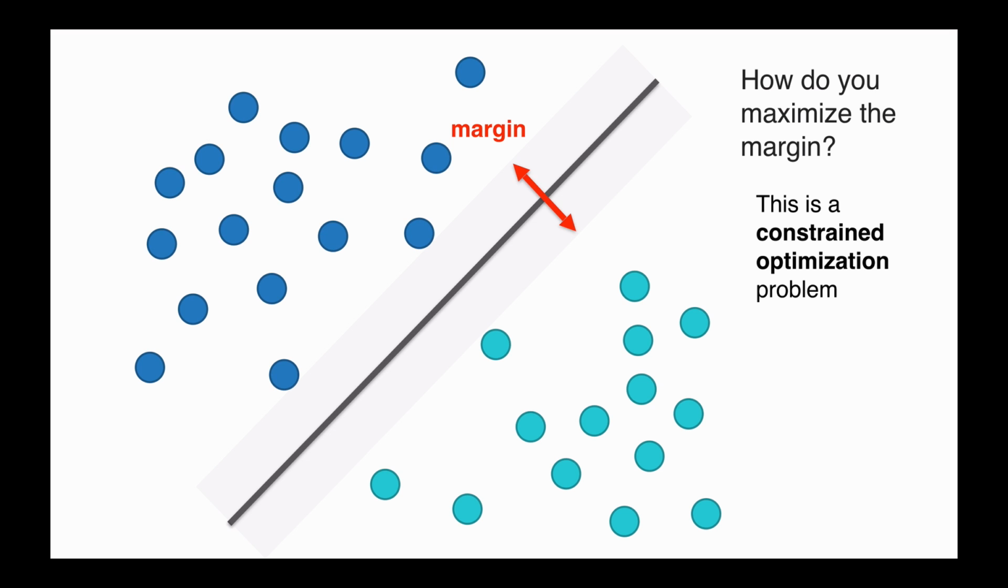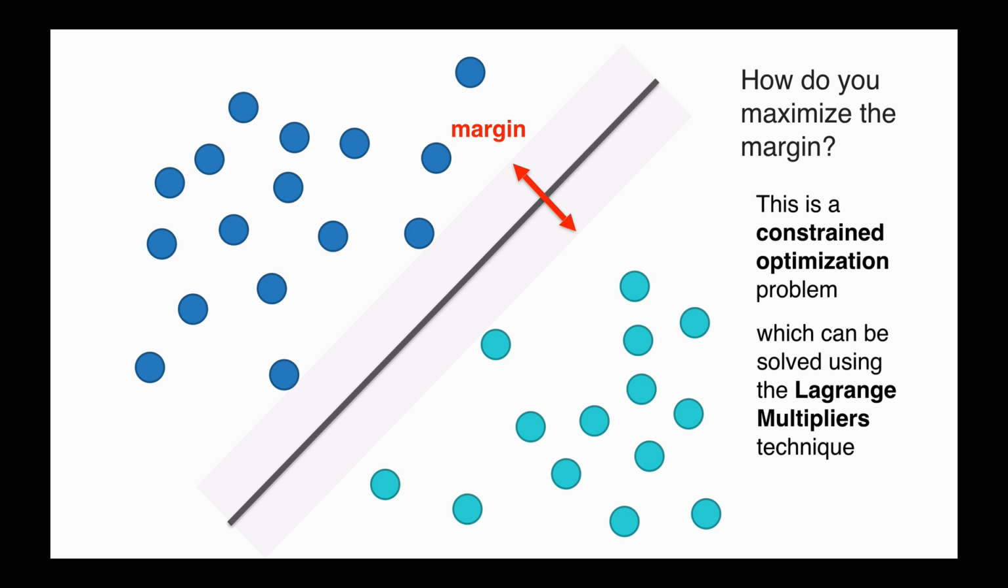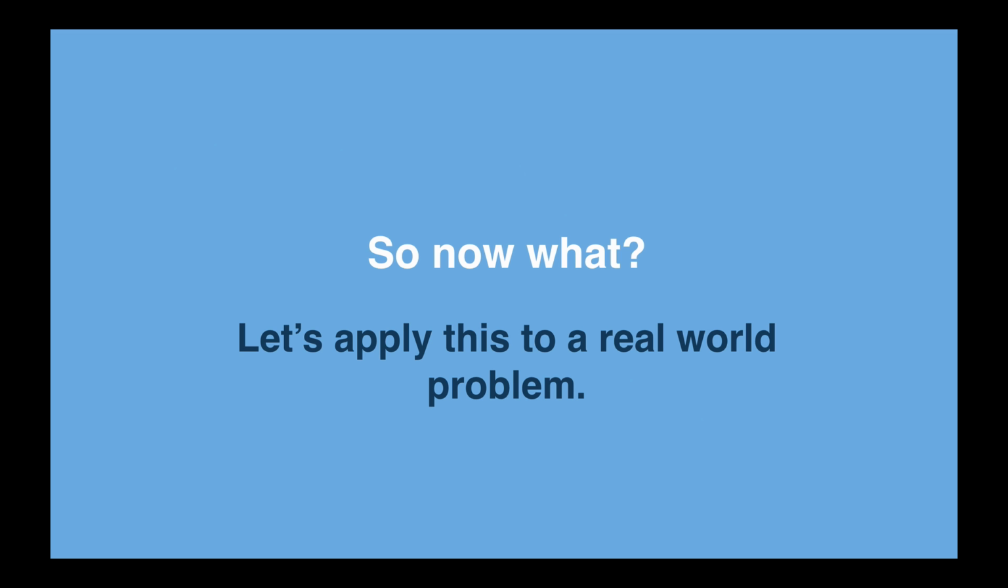The way to solve a constrained optimization problem is to use Lagrange multipliers, which involves quite a bit more math, so I'm not going to go through it here in detail. But now we've covered the basics visually of how SVM works.